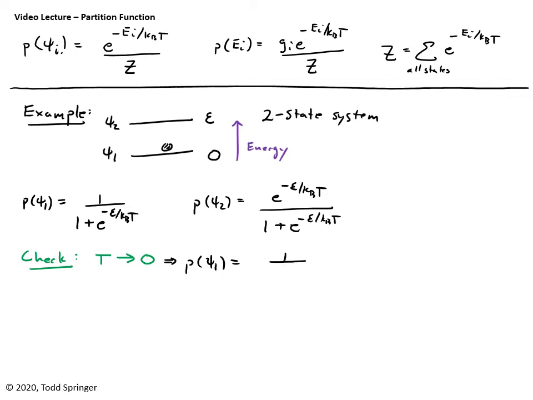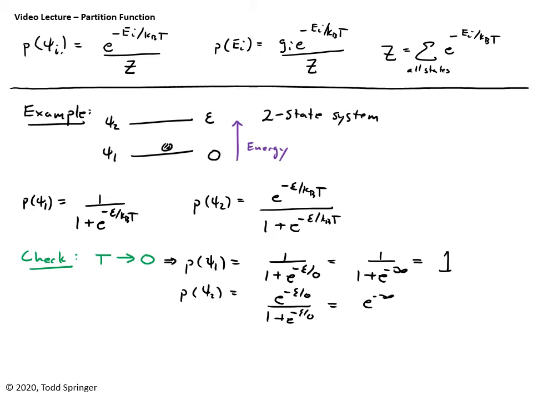P of psi 1 is going to be 1 over 1 plus e to the minus epsilon over 0. But 1 over 0 is infinity, so that's 1 over 1 plus e to the minus infinity. And e to the minus infinity is 0, so that's 1. And P of psi 2 is equal to, the numerator is e to the minus epsilon over 0, over 1 plus e to the minus epsilon over 0.